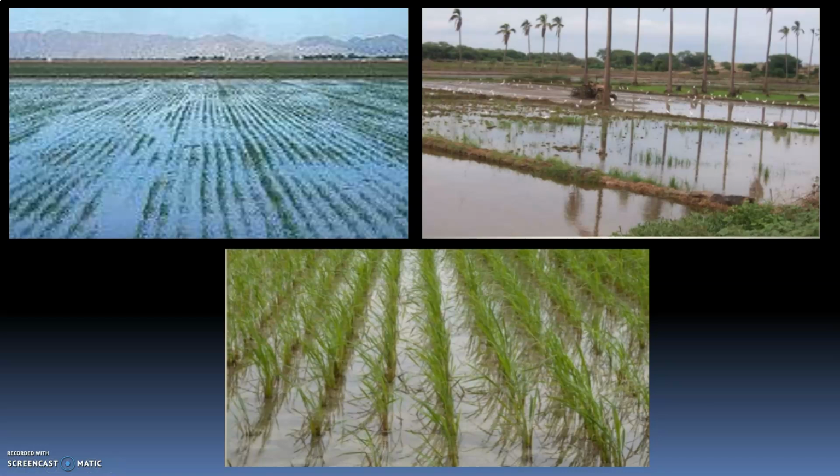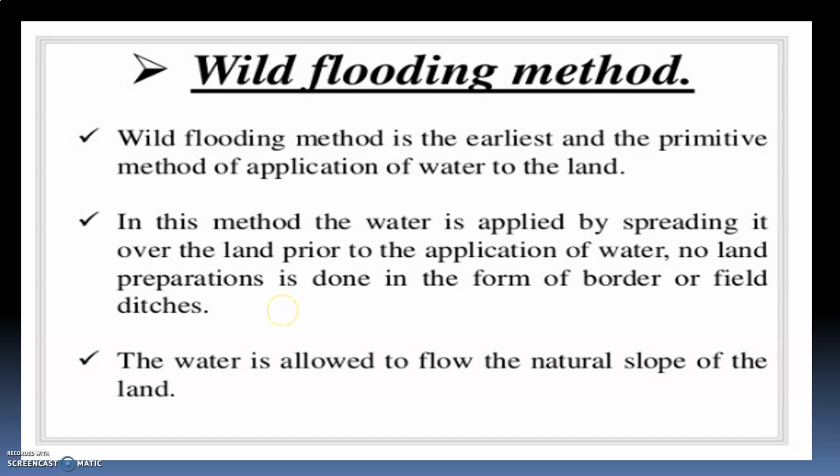The advantage of basin method is that unskilled labor can be used as there is no risk of erosion. Here there is no risk of erosion, so unskilled laborers can be used. And one disadvantage is there is a difficulty in using modern machinery, and it is also labor intensive. Okay, so this is about basin irrigation method. Then we'll see what are the other different types of surface irrigation method.